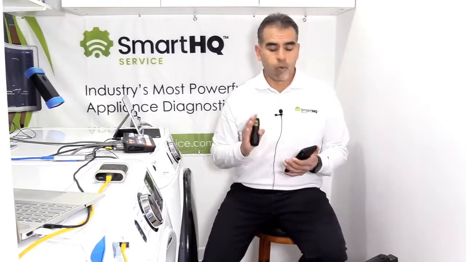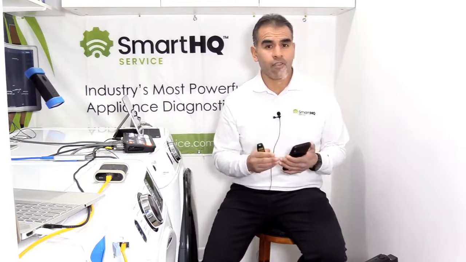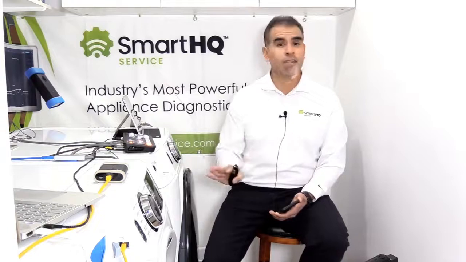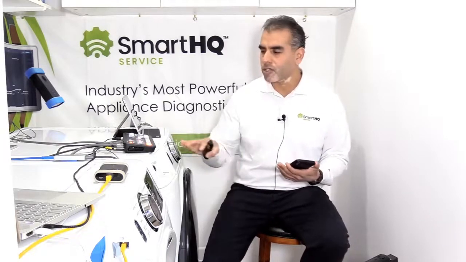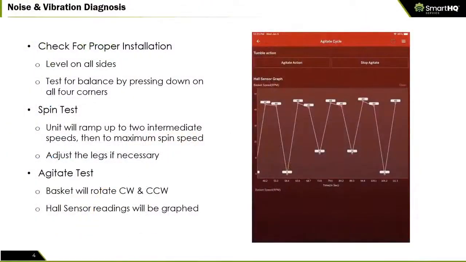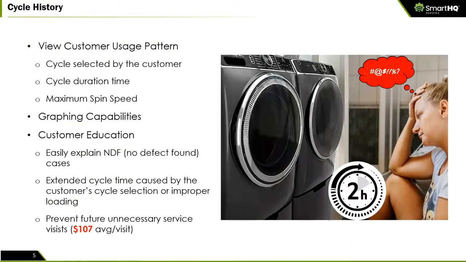My friends, let me tell you this just from experience, okay? If there is one feature that I want you to master on this application, it is the cycle history feature, because it's going to save you a ton of time, a ton of money, and it's going to save repeat repairs or second visits when there is a no defect found situation. Okay, so I want to show you a graphic here, and this picture speaks 1,000 words.